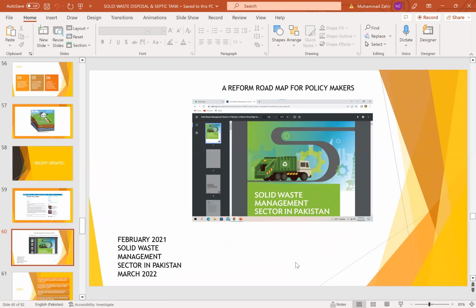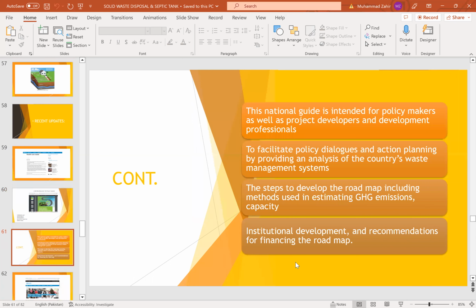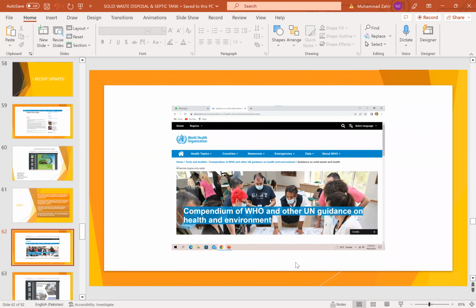A roadmap for the policymakers, solid waste management sector in Pakistan. This national guide is intended for policymakers as well as project developers and development professionals to facilitate policy dialogues and action planning by providing an analysis of the country's waste management system, the steps to develop the roadmap, including methods used in estimating greenhouse gas emissions and capacity, institutional development, and recommendations for financing the roadmap. A compendium of WHO and other United Nations guidance on health and environment is also available on their sites.